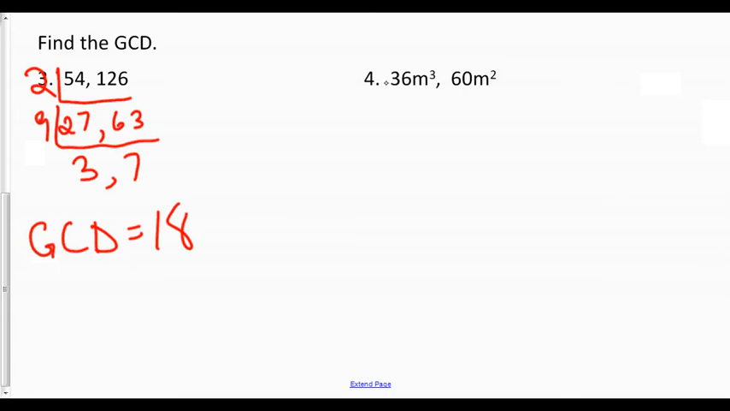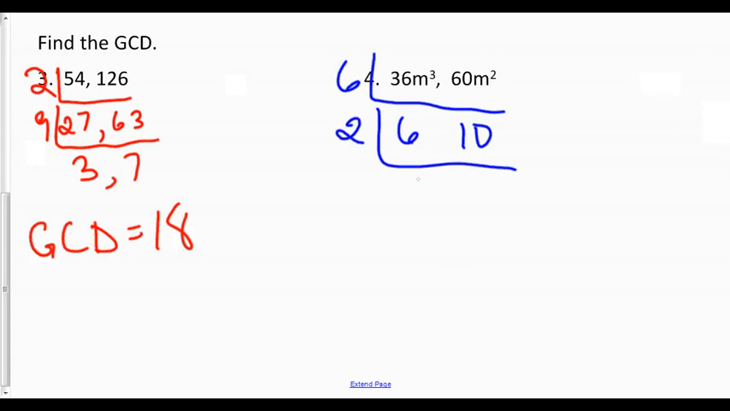And last but not least, we have 36m to the third and 60m squared. I know that 6 will divide into 36 and 60. So 6 goes into 36 6 times, goes into 60 10 times. And I know that 2 goes into both of these, so I get 3 and 5. Nothing goes into 3 and 5 except for 1, so my GCD for the coefficients is going to be 6 times 2, which is 12. Now I want to look at my variables, m to the third, right?